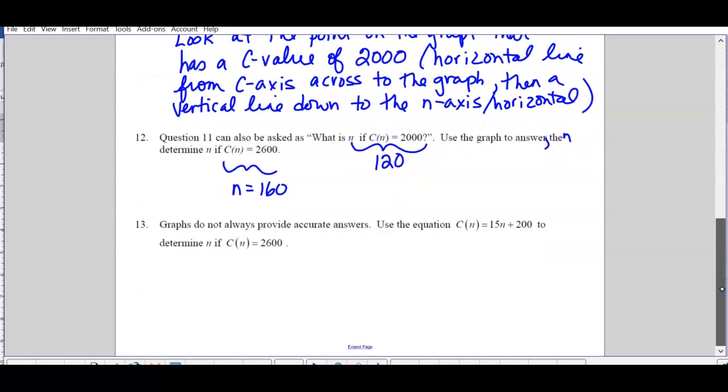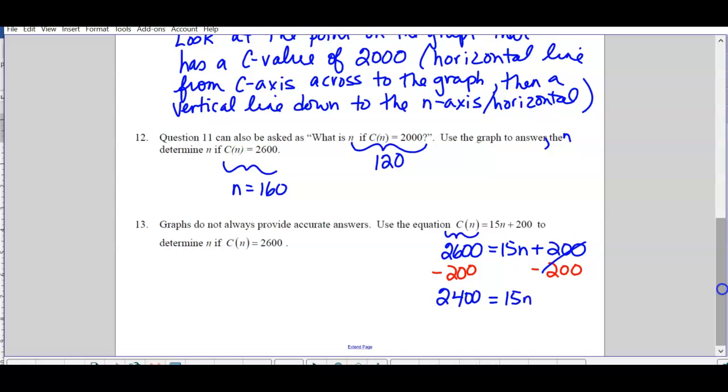So we want a way to provide accurate answers. And that's where we're going to use the equation and work backwards. Because now we actually know that this value is 2,600. And so we want to use our solving equations from math 8, 9. So you want to subtract 200 from both sides. Okay, so that's 2,400 equals 15n. Then divide by 15.